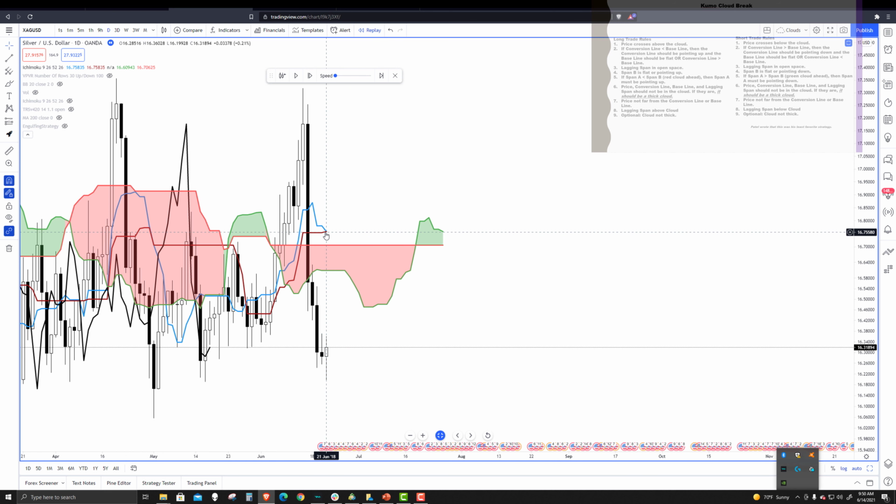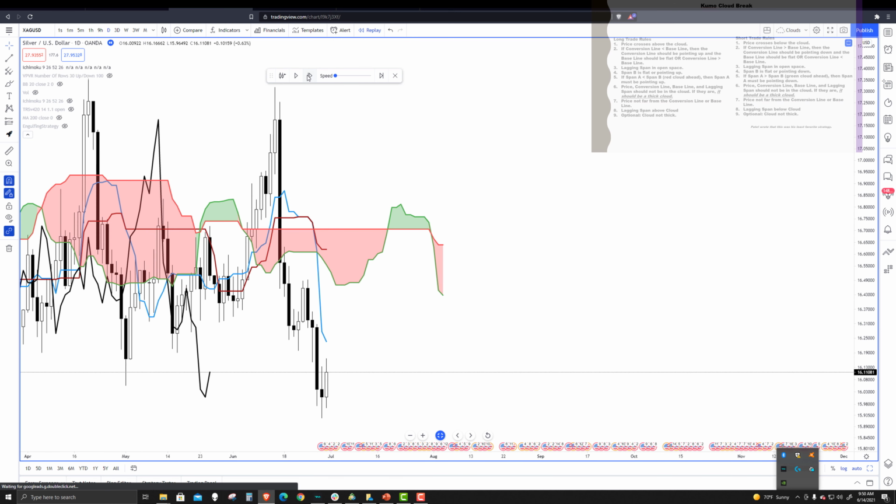I don't know, is the conversion line, it is barely below the Kijun-Sen. So the baseline's below the conversion line's below the baseline. Lagging span is below the candlesticks, and it's an open space, and it's below the cloud, and price is below the cloud. So everything here says that it would be okay to initiate a short trade.